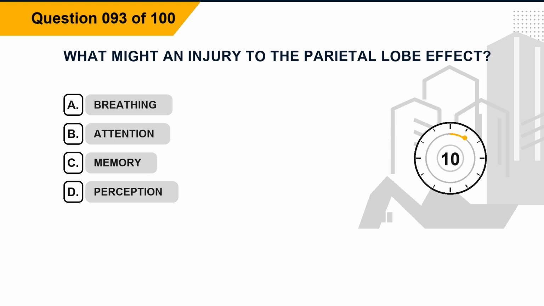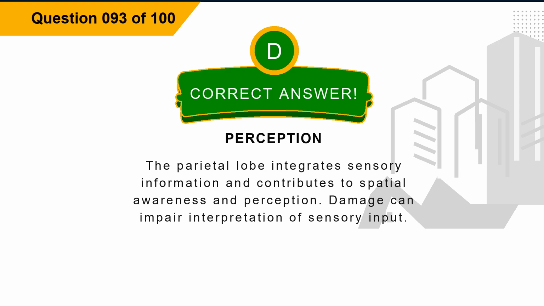Question 93. What might an injury to the parietal lobe affect? Option A, breathing. Option B, attention. Option C, memory. Option D, perception. The correct answer is option D, perception. Explanation. The parietal lobe integrates sensory information and contributes to spatial awareness and perception. Damage can impair interpretation of sensory input.